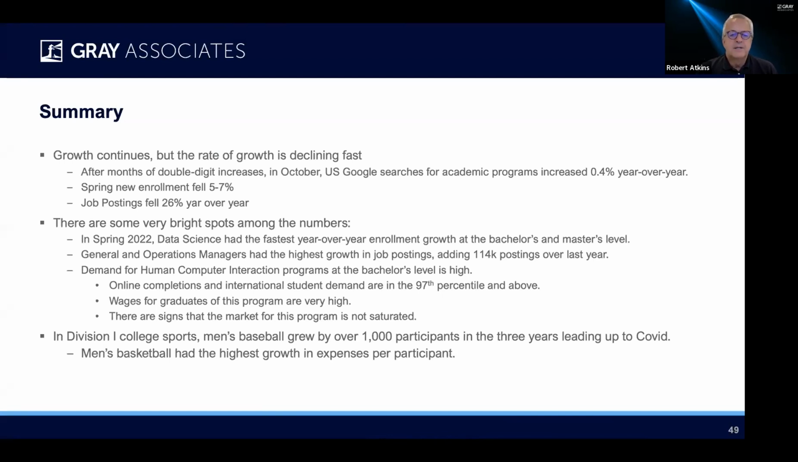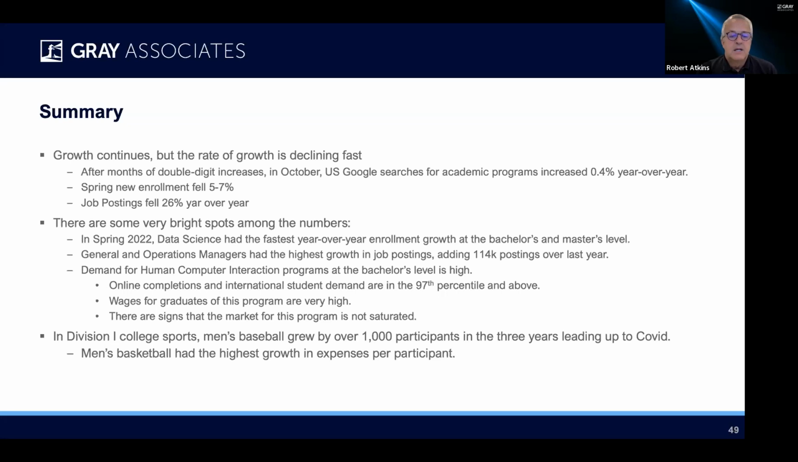There are some bright spots. Data science had the fastest year over year enrollment growth at both the bachelor's and master's level. General and operations managers had high growth in job postings. Demand for HCI programs at the bachelor's level is high. It's not spectacular, but it's above average. The online completions and international student demand are 97th percentile. Wages are very good. And there are signs that the market's not saturated, but you might be able to find bigger opportunities out there.